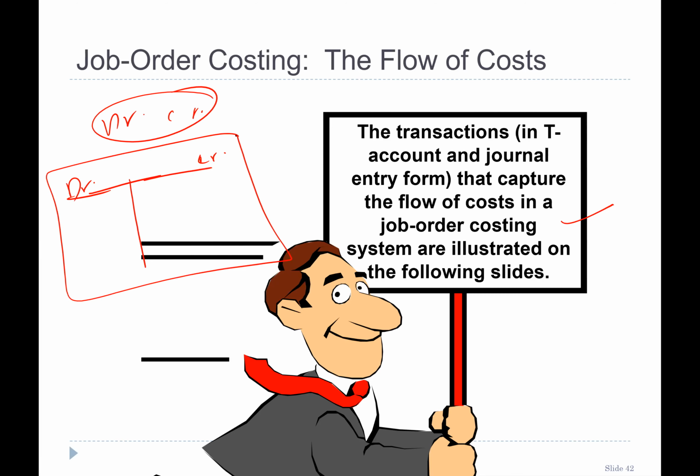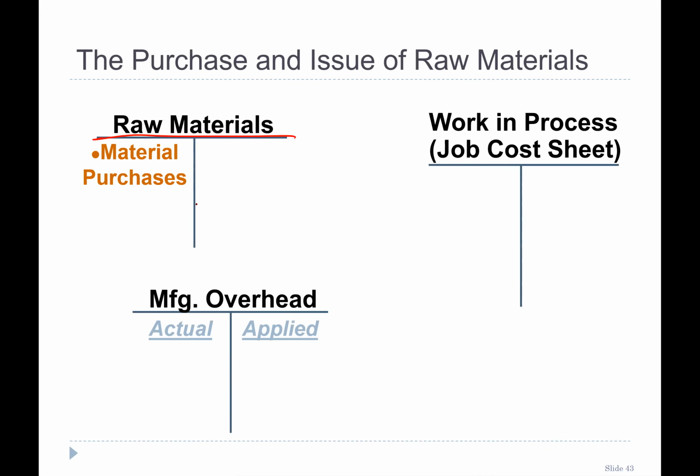Here we go. So you see here the T accounts of raw material, work in progress, and manufacturing overhead. So, purchase and issue of raw materials. Remember, there are three kinds of inventories in a system. Number one is raw material. When raw material comes, you need to store it, so that is also your inventory. All those unfinished goods are also your inventory. And those finished goods are also your inventory.